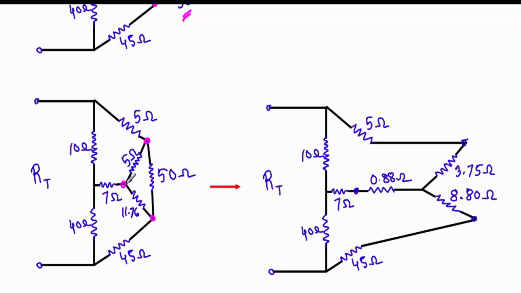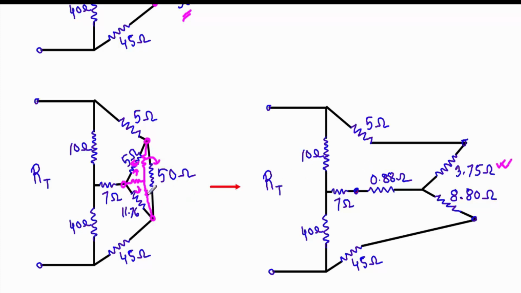That means I will do another simplification, another conversion from delta to Y. I will calculate this resistance by multiplying two adjacent ones: 5 into 11.76 divided by the sum of 5, 50 and 11.76, which will give us a value of 0.88 ohm. After that I will calculate this resistance. The two adjacent resistances are 5 into 50 divided by the sum of 5 plus 50 plus 11.76, which will be equal to 3.75 ohm.